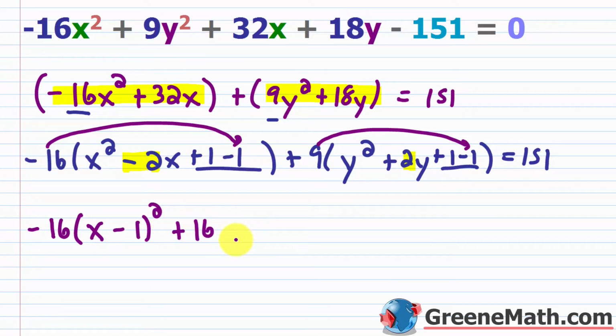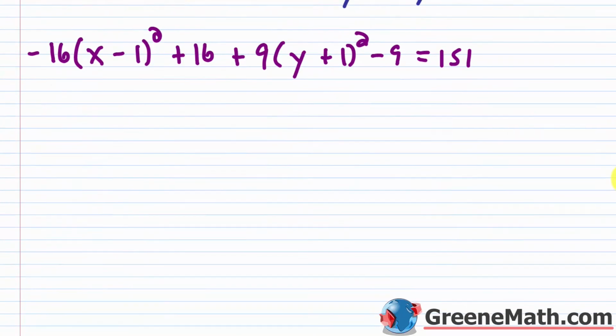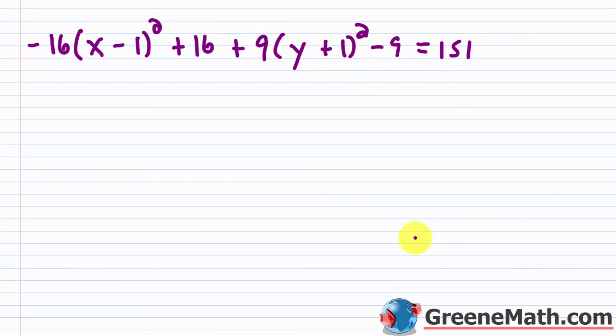And then you're going to have plus your 9 times, I'm going to close this down and factor. So y, and it's going to be plus 1 quantity squared. And then 9 times negative 1 would be minus 9. This equals 151. Okay. So from here, it's kind of a piece of cake. Basically, what you want to do is say 16 minus 9 is going to give you 7. So let's just erase this and put a 7 here.